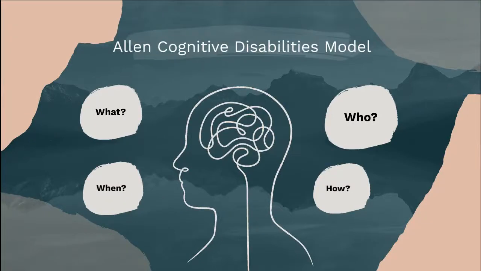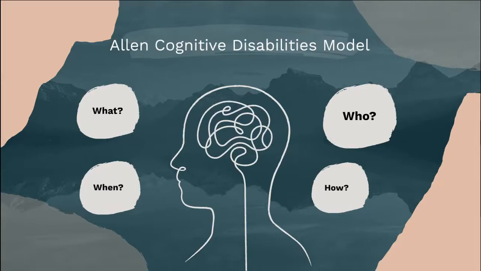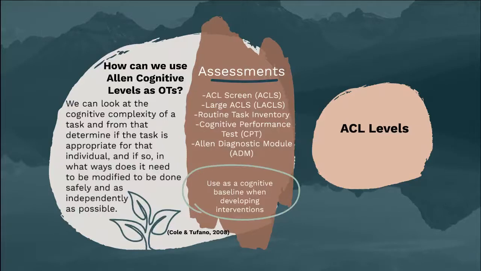So how can we as practitioners use the Allen cognitive disabilities model in our occupational therapy practice? We can look at the cognitive complexity of a task and determine if that task is appropriate for that individual, and if so, in what ways it needs to be modified to be done safely and as independently as possible. Assessments that we can use to get an idea of our client's cognitive level include the ACL screen, the large ACLS, routine task inventory, cognitive performance test, and Allen's diagnostic module. We can use these assessments to determine a cognitive baseline and start planning our interventions based upon this.